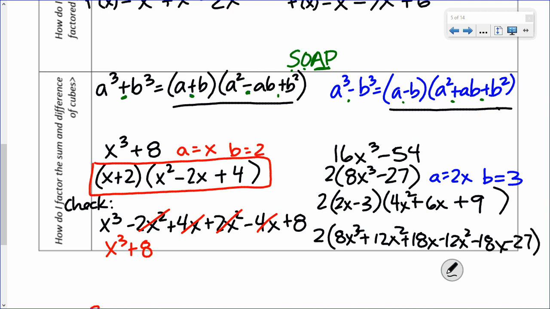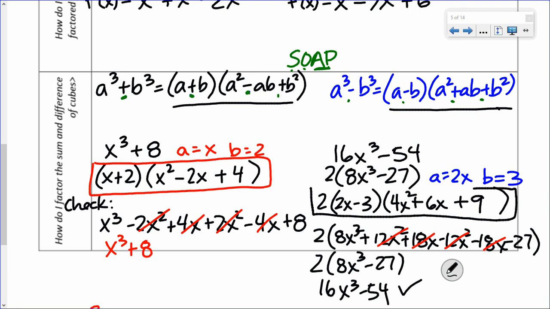And all this stuff here is going to cancel out beautifully. Boom, boom. All those will cancel. And I'm left with 2 times 8x cubed minus 27. Distribute the 2, and you get 16x cubed minus 54. So that checks out. That works. But this is the factored form. And again, just like the sum of cubes, this part right here is not factorable. I can't go any farther with my factoring on that.